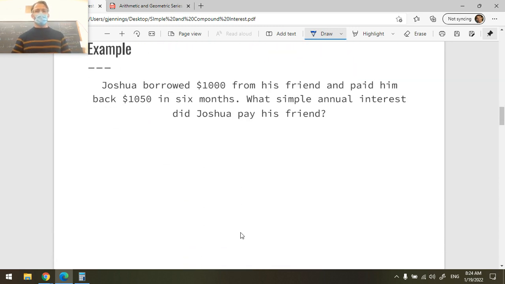Joshua is borrowing $1,000 from his friend, but he pays back $1,050 after 6 months. And we want to find out what was the simple annual interest rate that he paid. Okay? So clearly he paid $50 in interest. All right. So we have here A is equal to principal plus interest, and I'm just going to write interest as P times R times T.